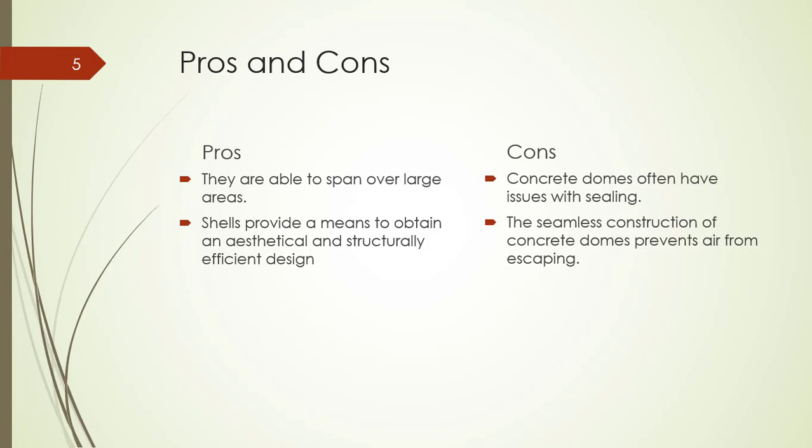On the other side, with the disadvantages, since concrete is a porous material, concrete domes often have issues with sealing. If not treated, rainwater can seep through the roof and leak into the interior of the building. On the other hand, the seamless construction of concrete domes prevents air from escaping and can lead to a build up of condensation on the inside of the shell. Shingling or sealants are common solutions to the problem of exterior moisture, and ventilation can address condensation.